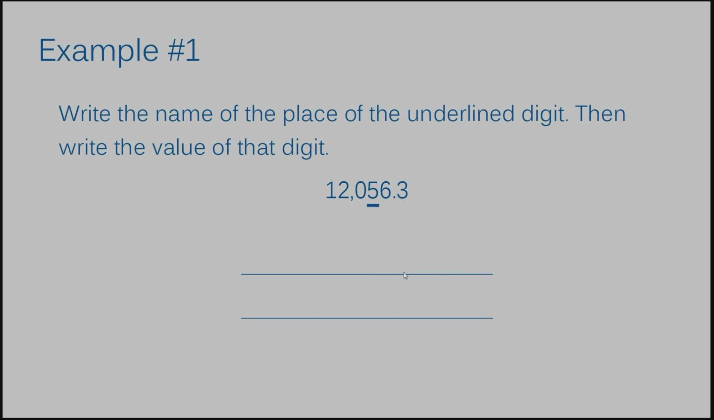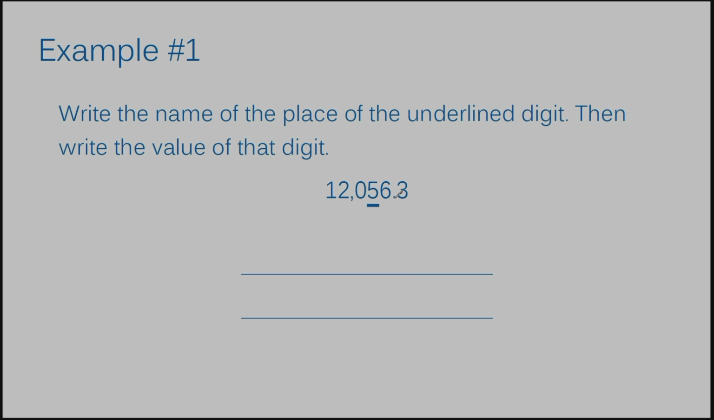Example number 1. Example number 1 says, write the name of the place value of the underlined digit. Then write the value of that digit. Okay, so we want to remember our chart from the last slide. We have a 5 that is underlined, and they want us to write the name of that place.